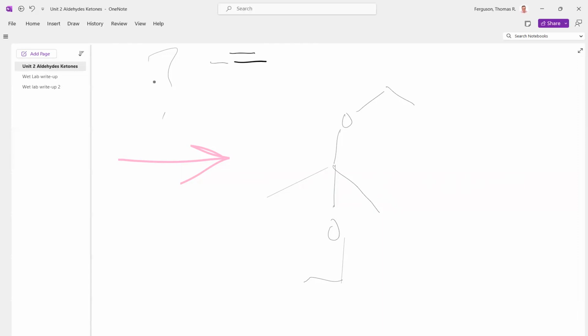Identify the backbones of the alcohols and the original aldehyde or ketone. Go from there.